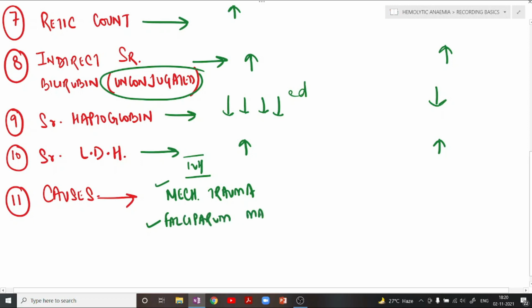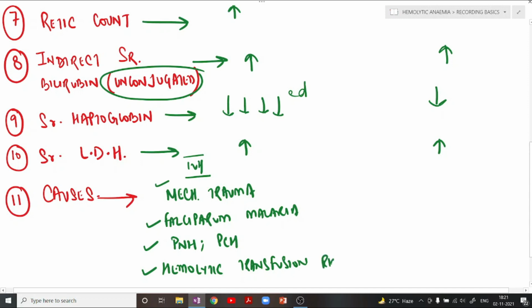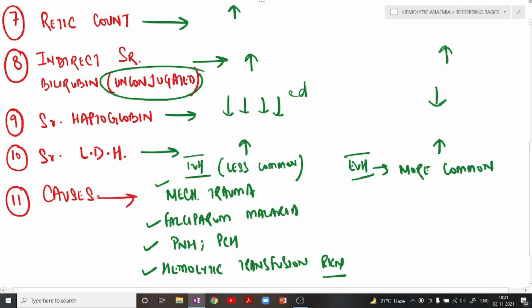Then we had seen two important causes, PNH and PCH, paroxysmal nocturnal hemoglobinuria and paroxysmal cold hemoglobinuria. Then hemolytic transfusion reaction, mismatched blood transfusion. Okay, these are some of the important causes of intravascular hemolysis. Now remember, this is far less common as compared to extravascular hemolysis, which is far more common.